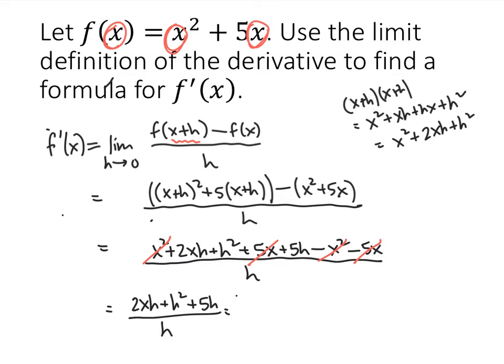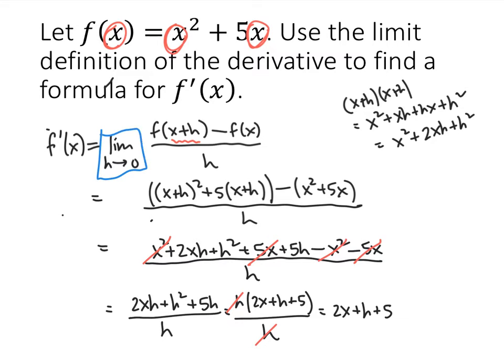We can factor an h out of the top. When we do that, we get 2x plus h plus 5 all divided by h. We can cancel out those h's, and we get 2x plus h plus 5. And just like before, we're almost done, but we still have to figure out what to do with this limit. What do we do as h goes to 0?